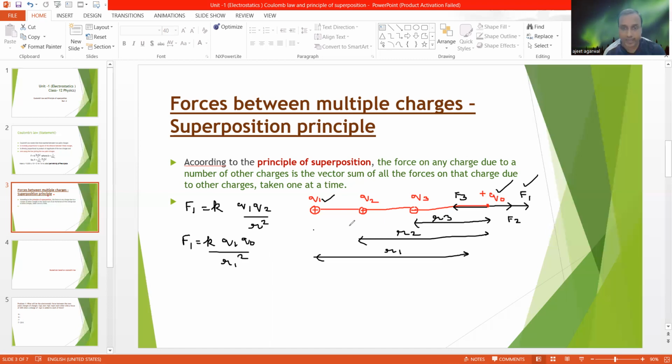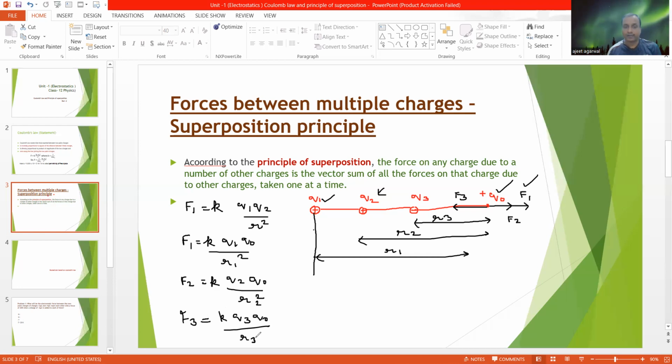The distance that you will take always from the source charge. These charges which produce an electric field are called source charges. Similarly, you can calculate force acting on Q0 due to Q2. Now if we calculate the force from Q2, then F2 will be K times Q2, and the charge remains the same, Q0, upon the distance from Q2 up to Q0, which is R2 square. And finally R3. This is the force acting on Q0 due to Q3. It will be K times Q3 Q0 upon R3 square.